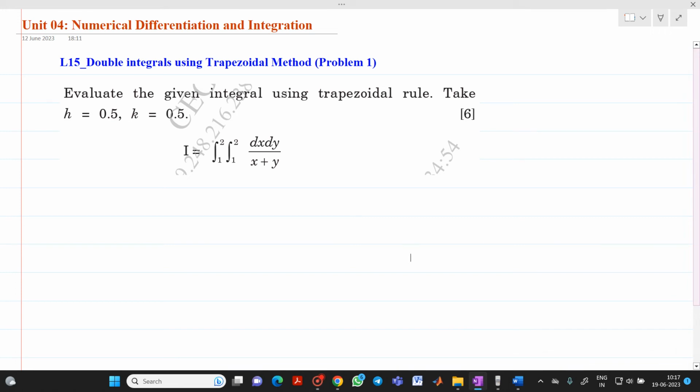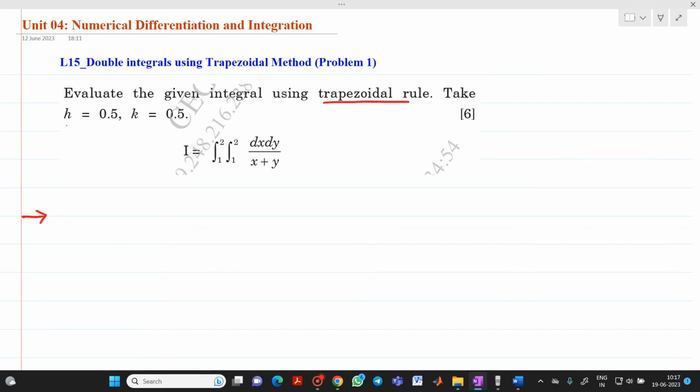In this video lecture, we are going to discuss a topic from numerical integration. Here we will solve a numerical of double integral using the trapezoidal method. The question is, evaluate the given integral using the trapezoidal rule.